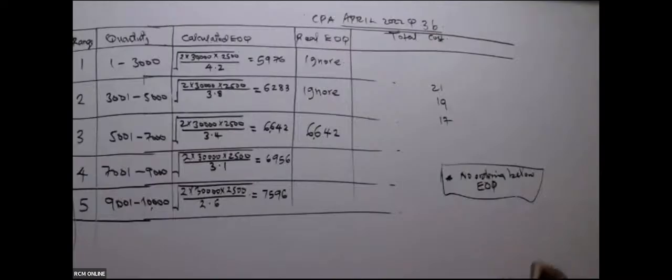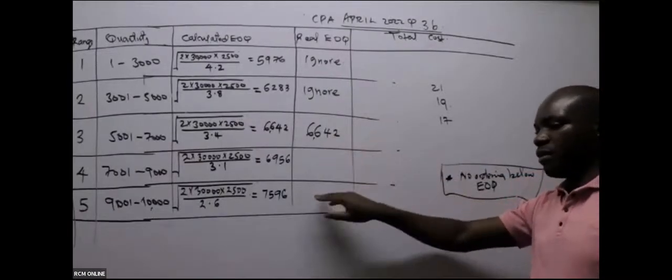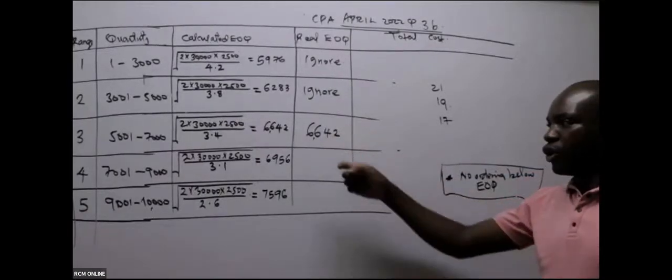Are we together up to that point? Because if you don't get this, you will not get number 4 and number 5. Are we together up to this point?